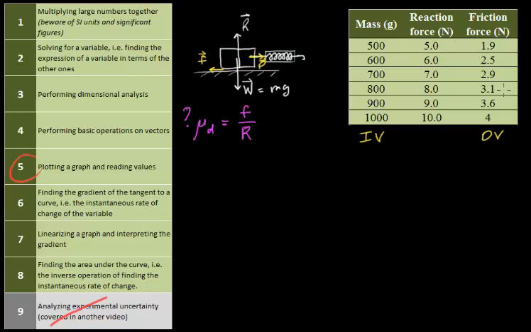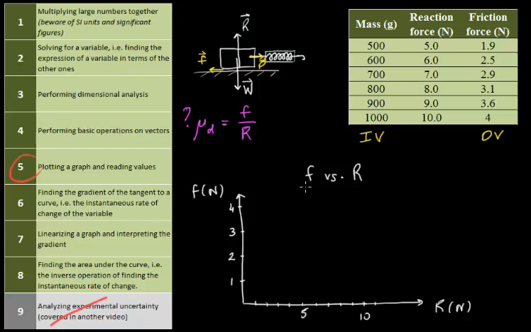So now we have everything we need to plot a graph that will help us find the coefficient of dynamic friction. And that's the one you should have thought of graphing, friction versus reaction force. Why? Because if we graph this, we're expecting to obtain a line because friction is proportional to reaction, and the coefficient of proportionality is the coefficient of dynamic friction. So if I graph F versus R, I should obtain a line with this equation. So then if I find the gradient of that line, I will have found the coefficient of dynamic friction.